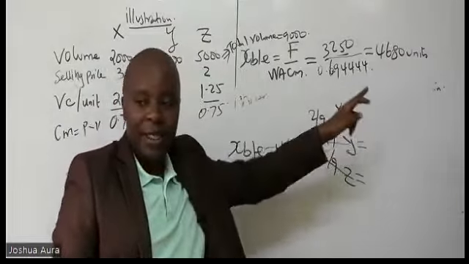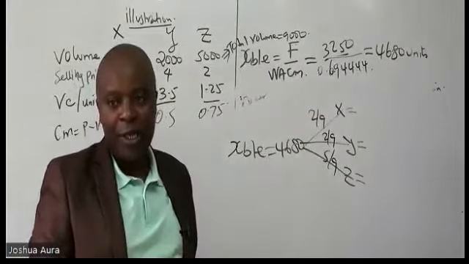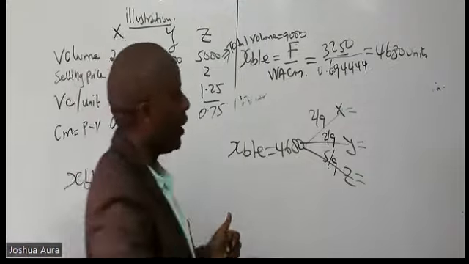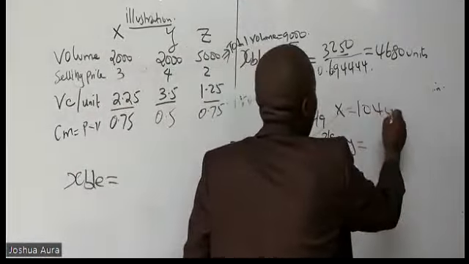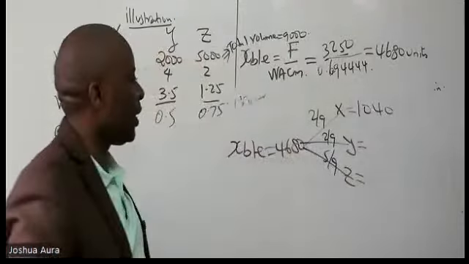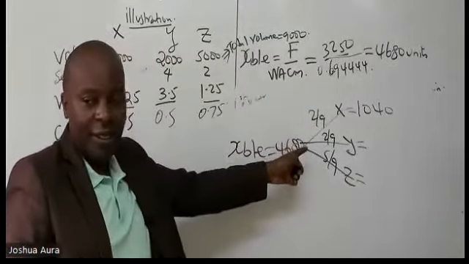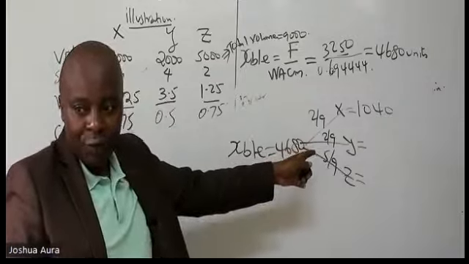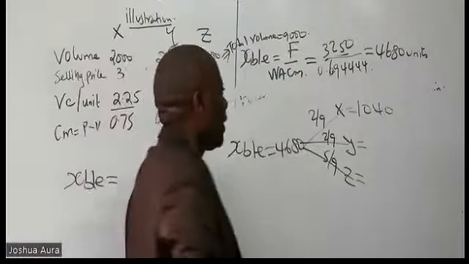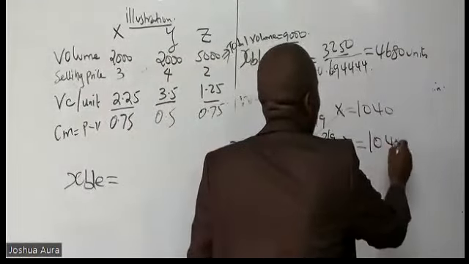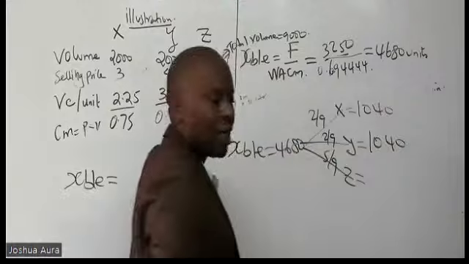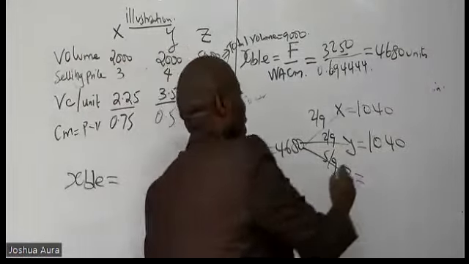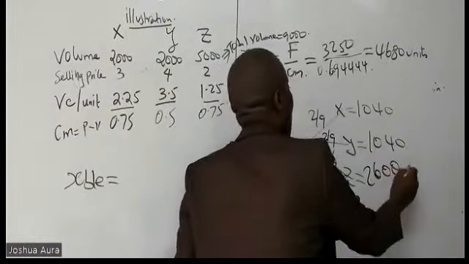What figure are we getting here? 4680 times 2/9. So the first figure is 1040. Go to the second figure, 4680 times 2/9. 1040 again, right? Yeah, because the proportions are the same. And then lastly, Z will end up giving me 2600.